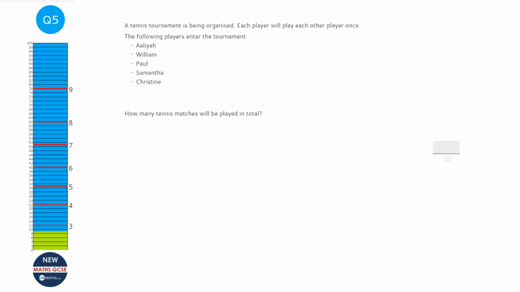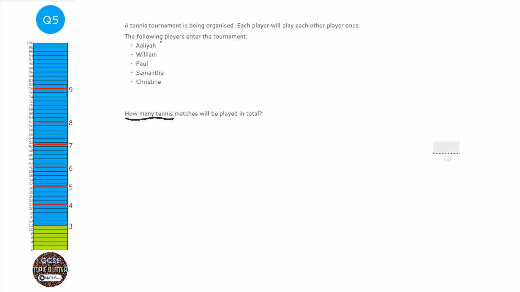So this question says there's a tennis tournament being played where each player plays each other once. And there's multiple ways of doing this. One of the ways is listing out all the different combinations. But this question only asks for how many tennis matches are being played. So you don't need to list them out, and sometimes you will need to list them out. This one you don't. So let's start off with Elias.